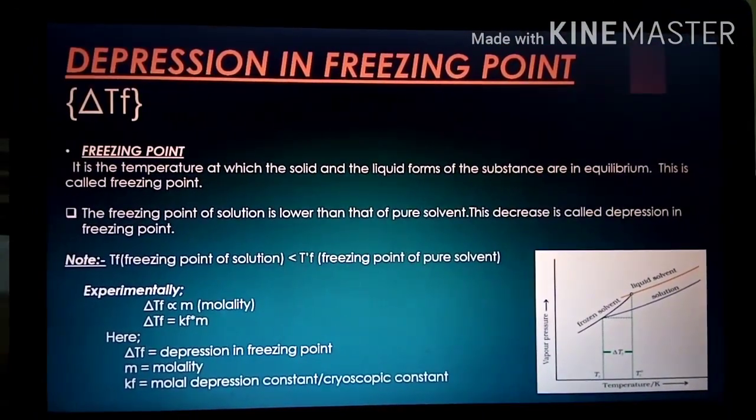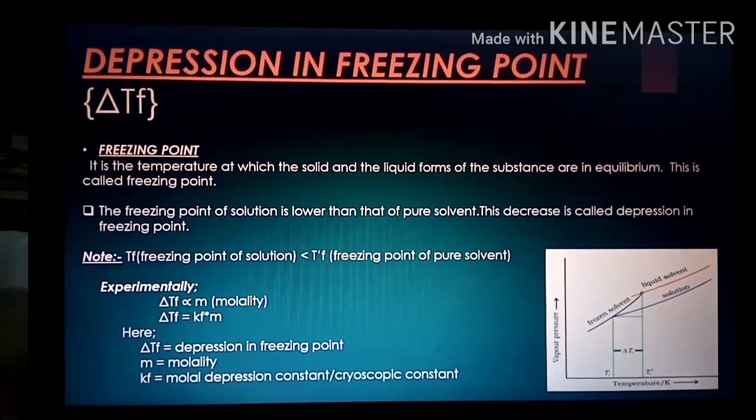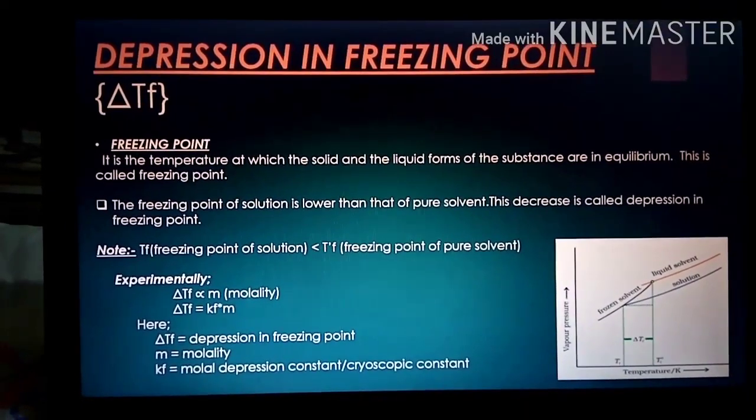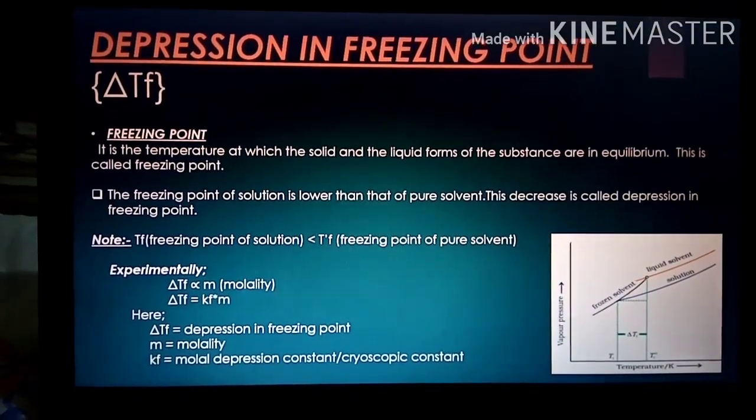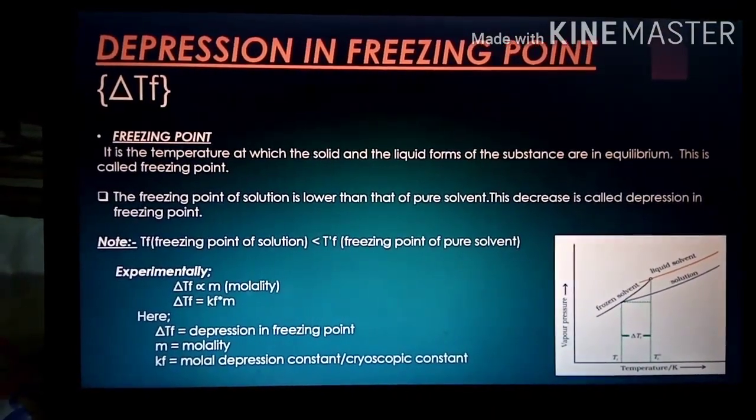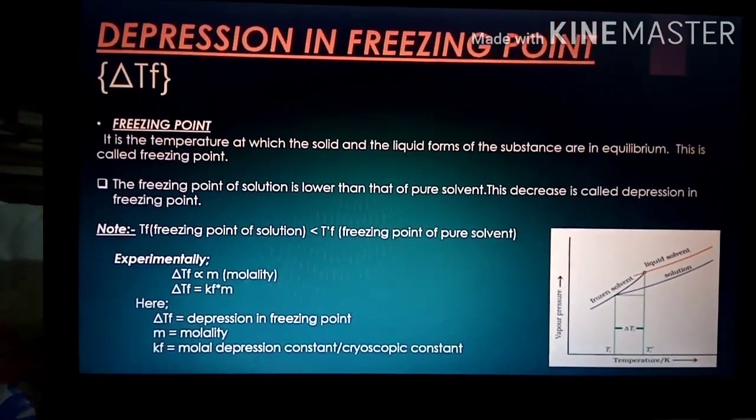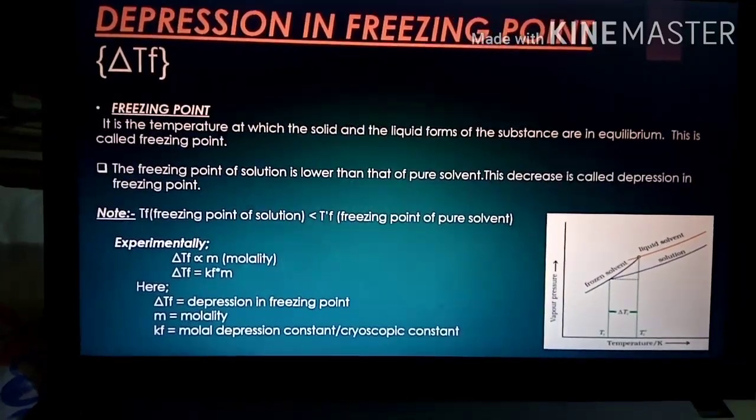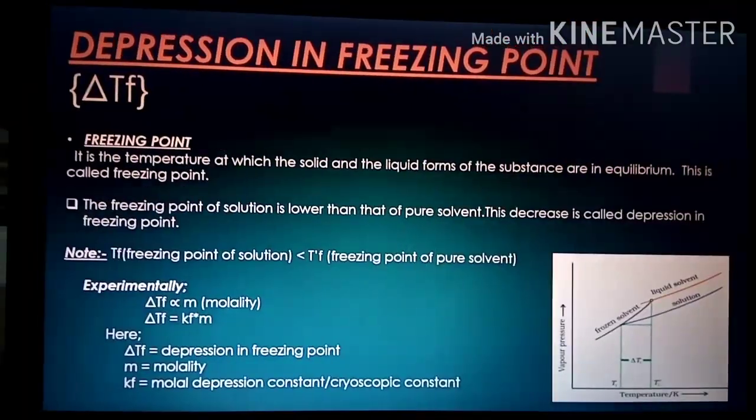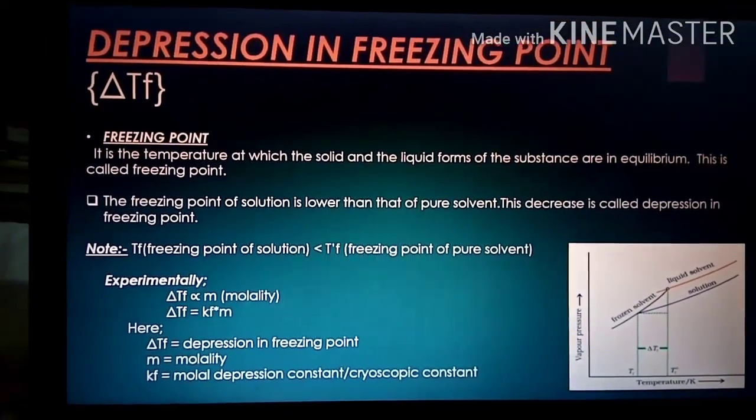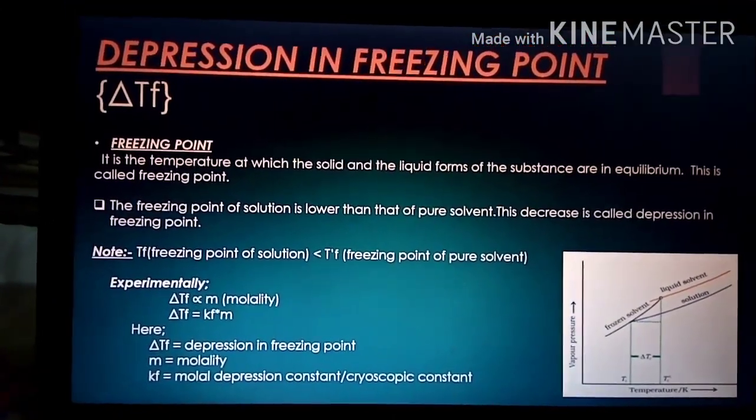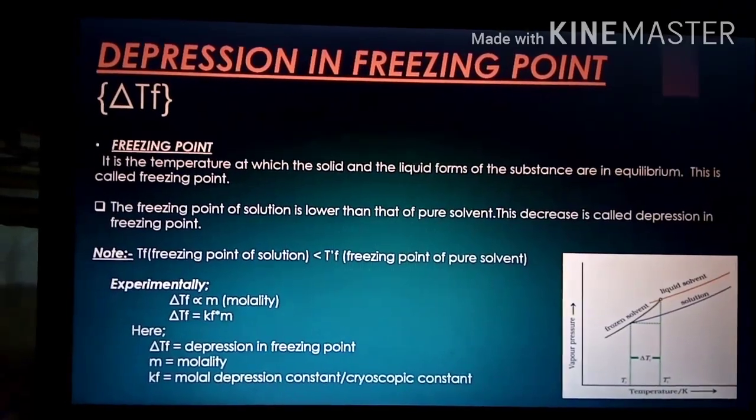Now talk about the next topic, that is freezing point, meaning depression in freezing point, which is represented by the symbol delta TF. And the previous topic we have discussed, elevation in boiling point, is represented by the symbol delta TB. Here also, like boiling point, we first have to know about the freezing point, then we can proceed to the depression in freezing point.